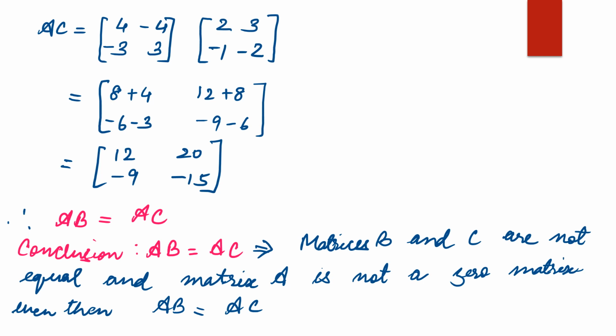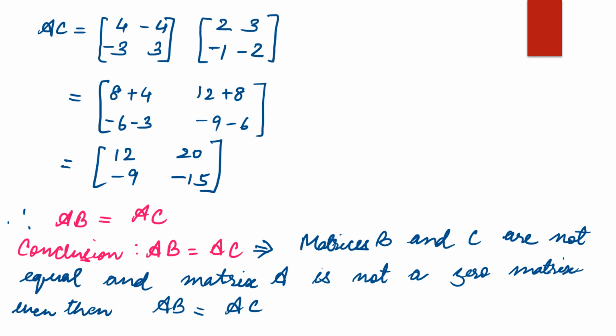So the conclusion which we draw here is that AB is equal to AC, which implies that matrices B and C are not equal and matrix A is not a zero matrix, even then AB is equal to AC. AB and AC can be equal only under a condition when A is a zero, null matrix, so that AB and AC are equal to a null matrix. But here we see that we are multiplying two matrices, and B and C are not equal.